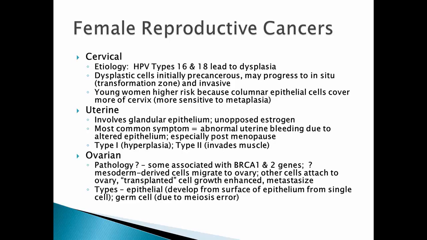As we get older, the transformation zone, or that zone where there are columnar epithelial cells, becomes smaller and the squamous epithelial area becomes larger. So our zones change as we age to have less columnar epithelial area and a larger squamous epithelial area. I'm sorry. So as we age, the columnar epithelial zone is smaller and the squamous epithelial zone is larger. Therefore, younger women are at greater risk because they have more columnar epithelial cells in their cervix, and that's what is sensitive to the metaplasia.